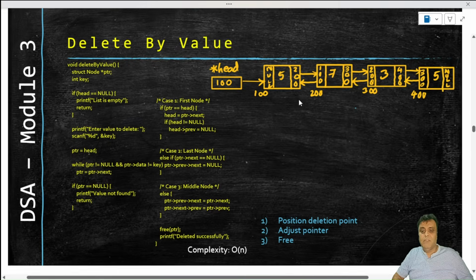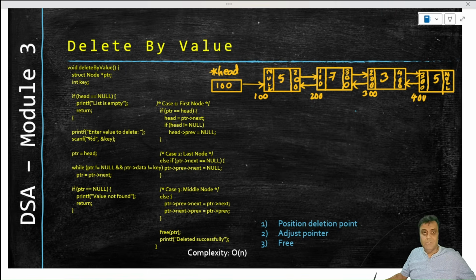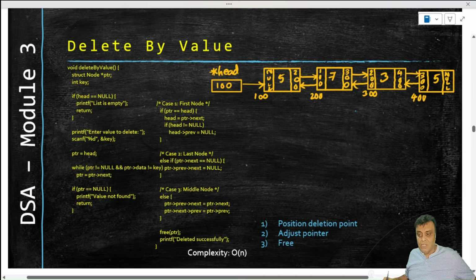There is also a delete by value, which is typically done in order to check whether a particular value is there and delete that node. Similar to our insertion, remember, we searched for a value and then we positioned our new node after that value. Here we'll search for the value, but we will delete that particular value. In our case, let us assume that we are searching for 7.